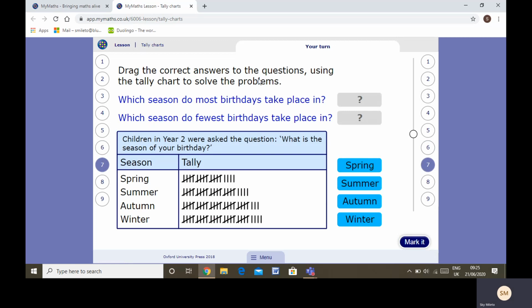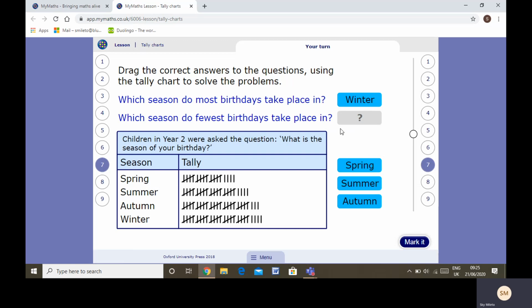So let's drag the correct answers using a tally chart. We've got, what is the season of your birthday? So some people were born in spring, summer, autumn, winter. These are our seasons, and these are how many children had their birthday in that season. Which season do most birthdays take place in? So we can see that the longest season is winter. Well, not the longest season, the longest tally, sorry, in that season.